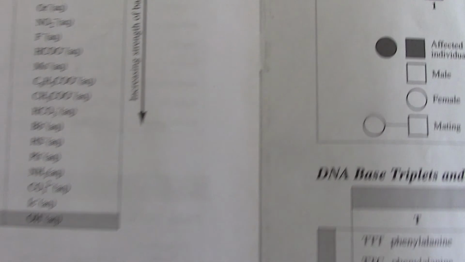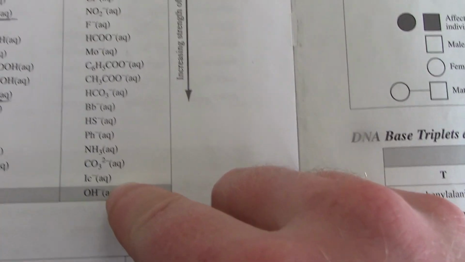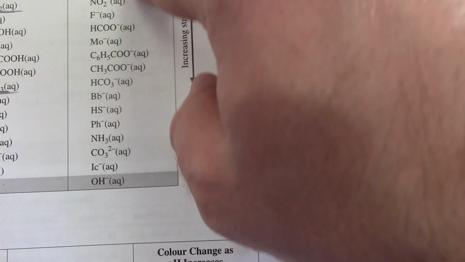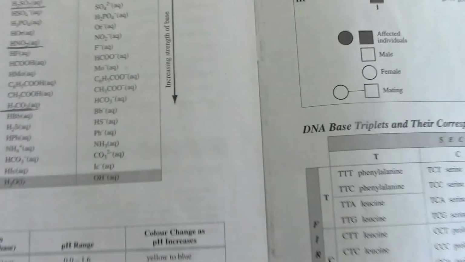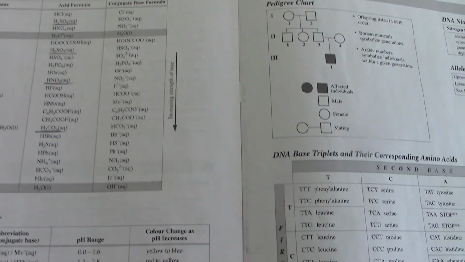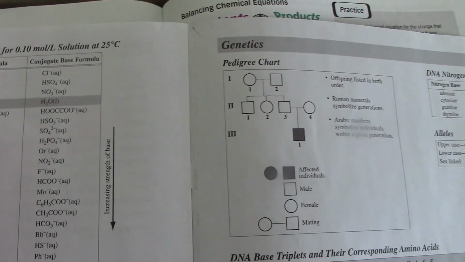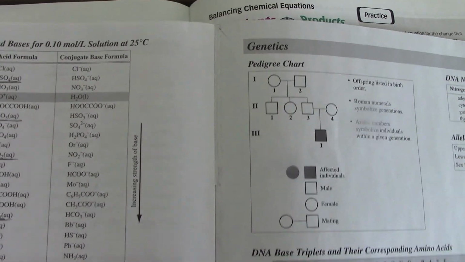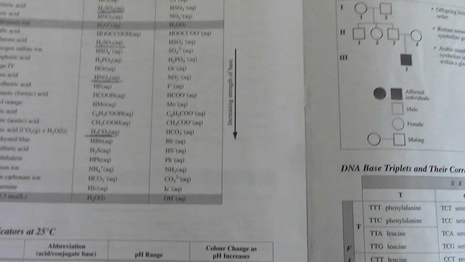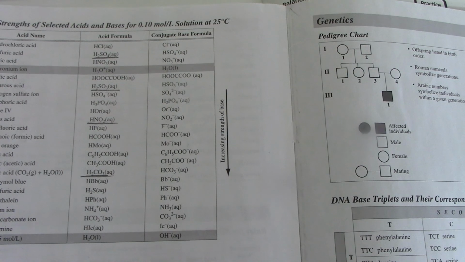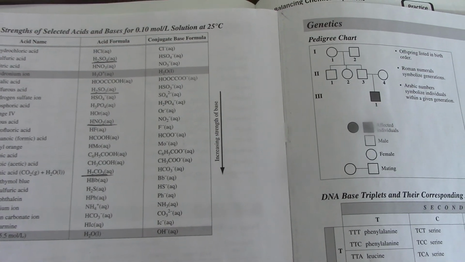And from here, you can see increasing strength of base on the right-hand side. So as we go from the bottom to the top, we get weaker bases. They are conjugates, so the stronger the acid, the weaker the base, and the stronger the base, the weaker the acid. And that's how you read that chart. So you should be able to rank that type of stuff, okay?